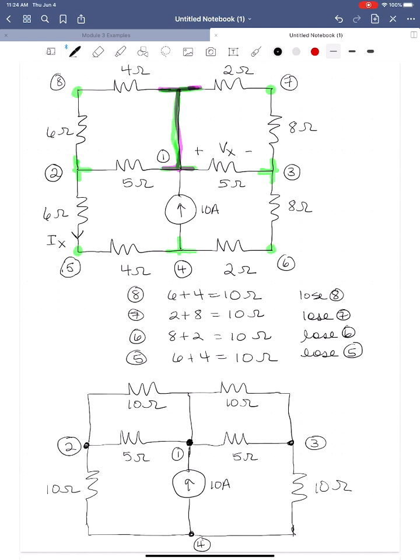Now let's talk about the variables that we wanted to solve for, Vx and Ix. Do they still appear on the circuit? And the answer is yes, because we didn't do anything to the 5 ohm resistor where Vx is. So Vx is still on the circuit.